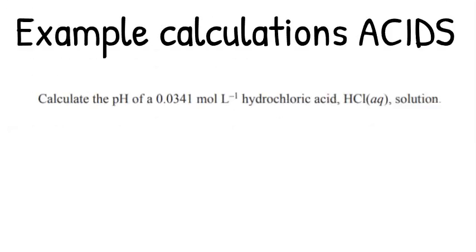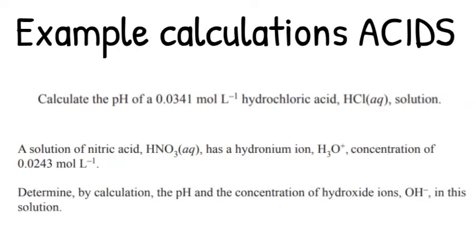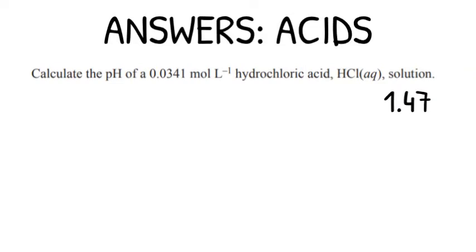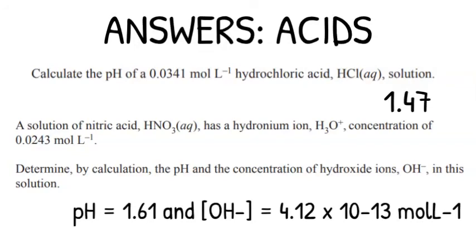Lastly, here are a couple of example calculations for you to practice. Firstly, with acids. Pause the video now and go back and see if you can calculate these, given some of the techniques we have gone through in this video. Okay, checking those answers now. Answer to question 1 is pH 1.47. 0.0341 is quite a high concentration for an acid, so that seems reasonable. Question 2, the pH is 1.61 and the OH- is 4.12 times 10 to the negative 13. Don't forget your units here, moles per litre. Again, those answers look about right as the solution is acidic.